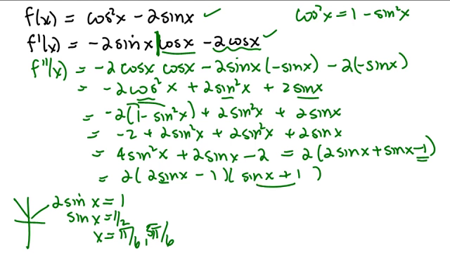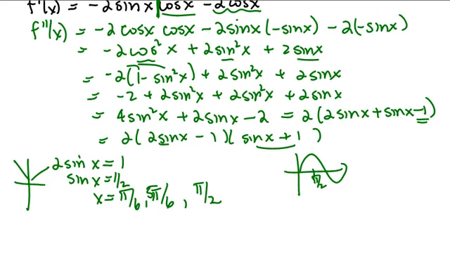When is sine x equal to 1? So I'm going to use my graph here and figure out at pi over 2 it's equal to 1. So I've got a third answer of pi over 2. So that's where those zeros happen, which means there's possibilities of inflection points at those points.